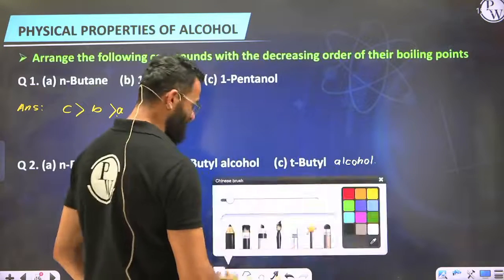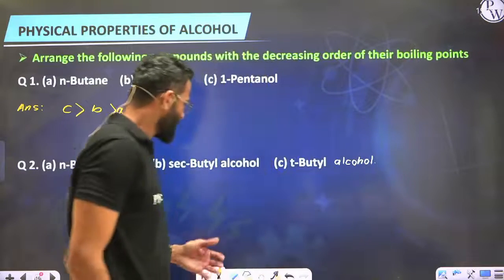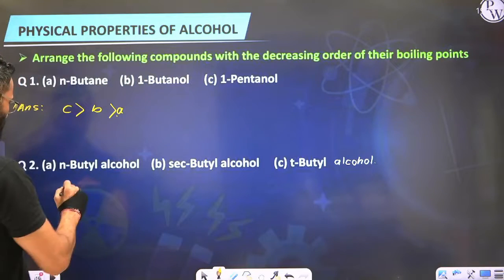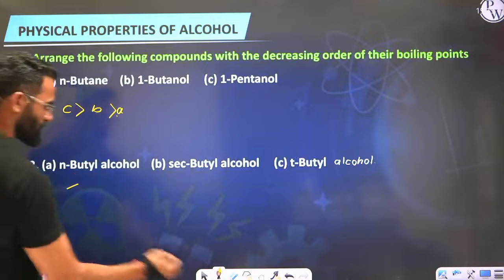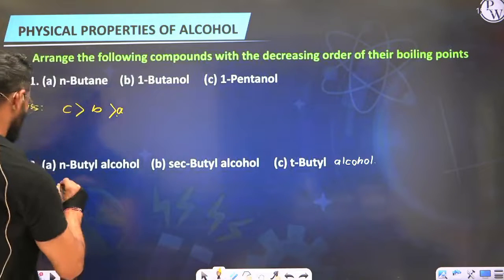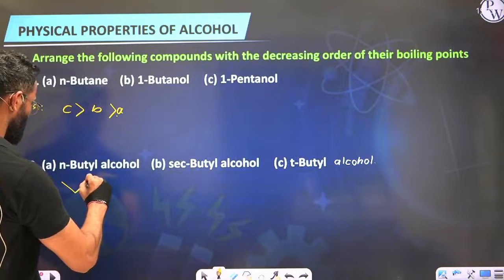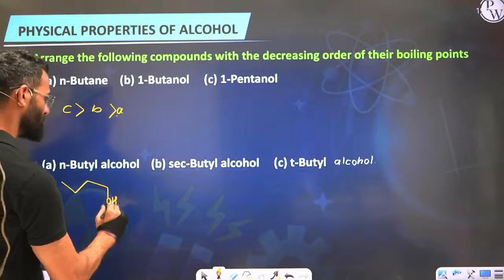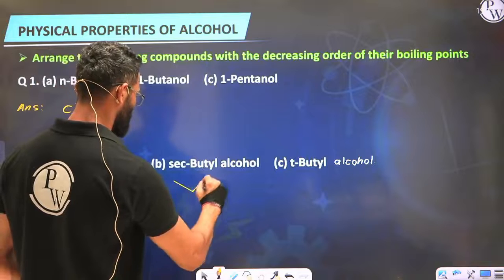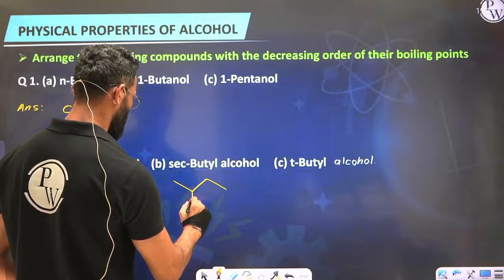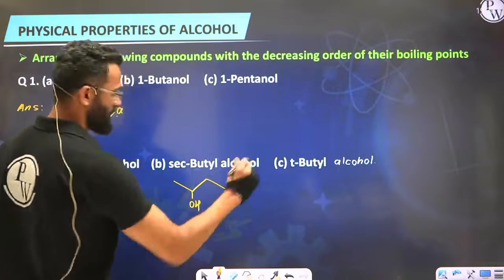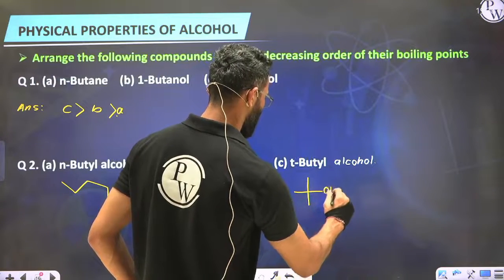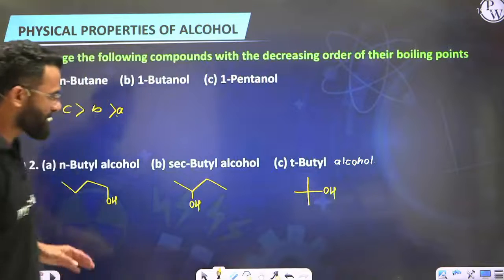Okay guys, now the example which they have given us is such where we have got isomeric alcohols. Just to draw structures: n-butyl alcohol, 1, 2, 3, 4. Sec-butyl alcohol, and here tert-butyl alcohol. Well, all of them are isomeric alcohols.